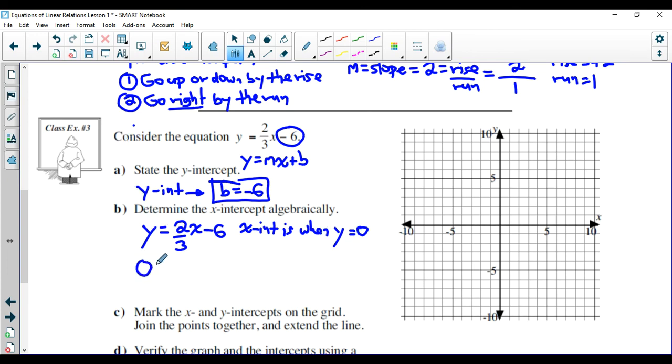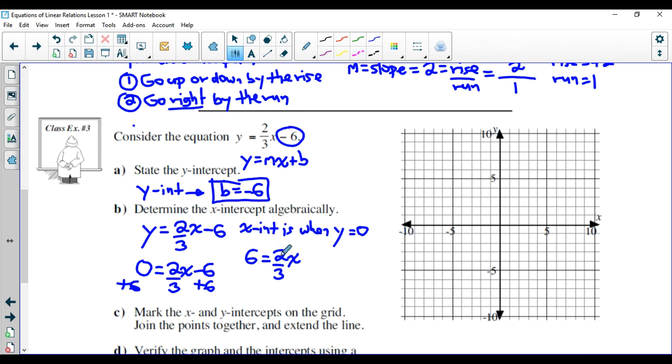So this would turn into 0 is equal to 2/3x minus 6. Okay, we got to get the x isolated. So first things first, we're going to get rid of this +6. So do the reverse order of operations. Deal with the addition and subtraction first when you isolate an equation. So we'll add 6, add 6. Okay, so 6 would be equal to 2/3x.